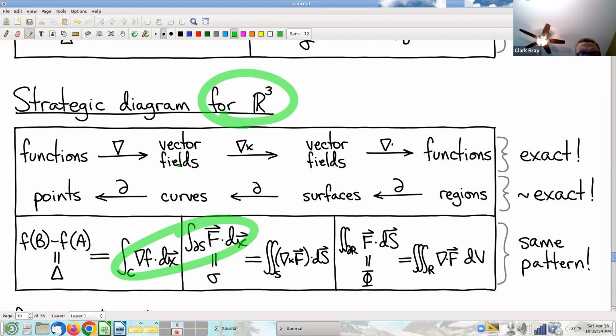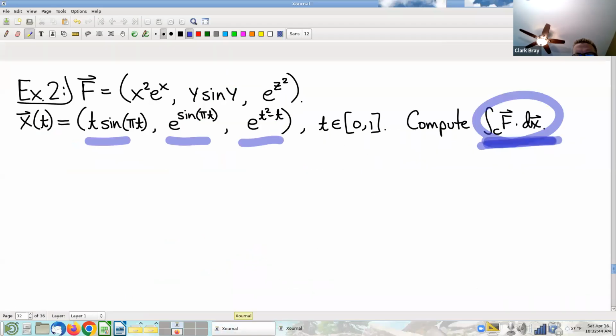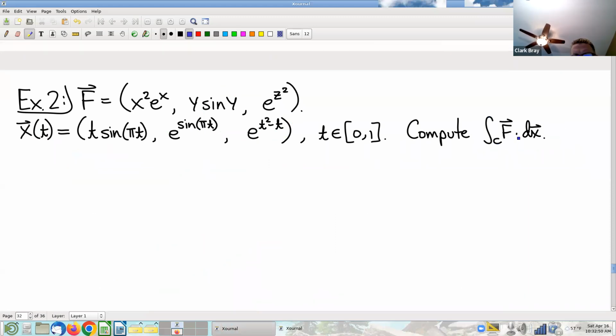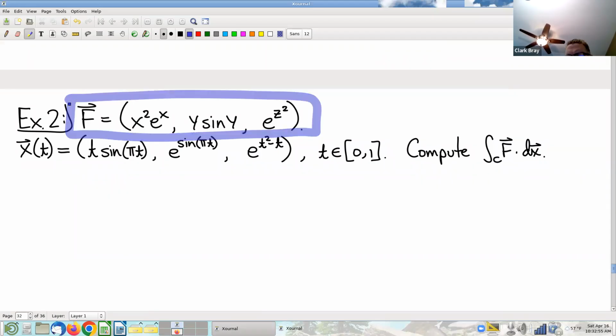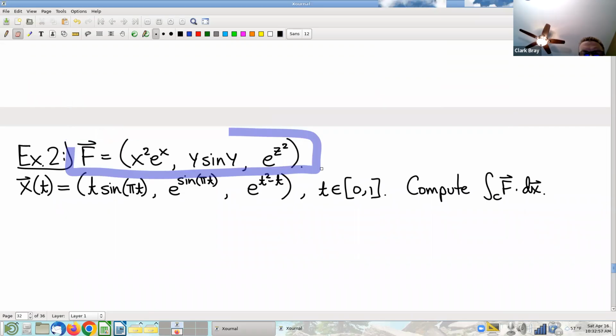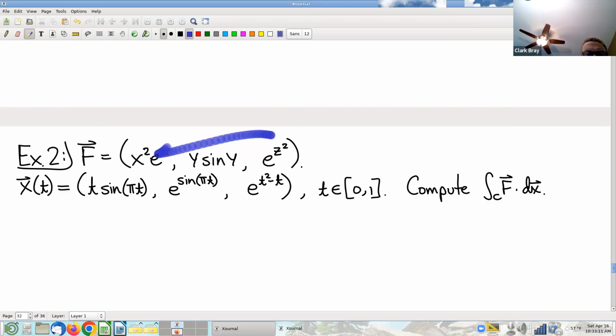In order to decide if there's an anti-gradient, I should take the vector field I'm given and compute the curl of it and see what I get. I'm about to compute the curl super fast, because there's an easy observation to make: there's only x's in here, only y's in there, and only z's in there.